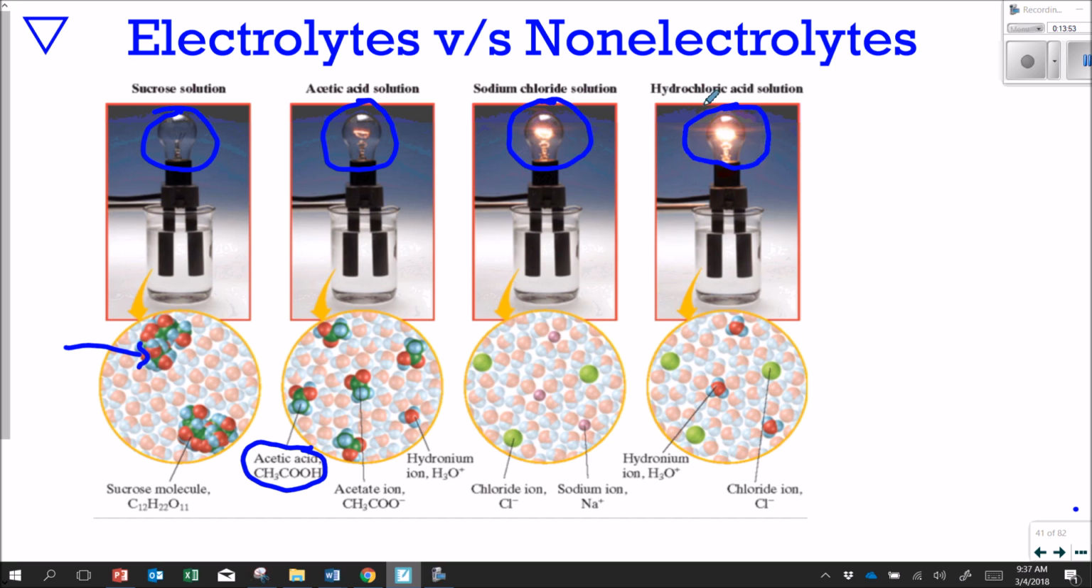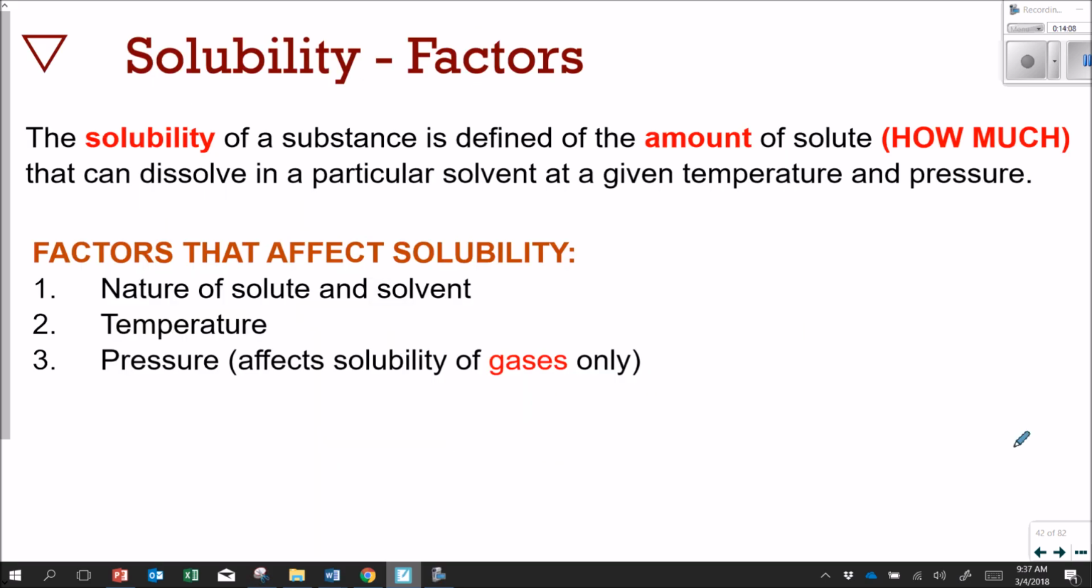Now let's define what the solubility of a substance is. It is defined as the amount of solute, so how much of a solute can dissolve in a particular solvent at a specific temperature or pressure.